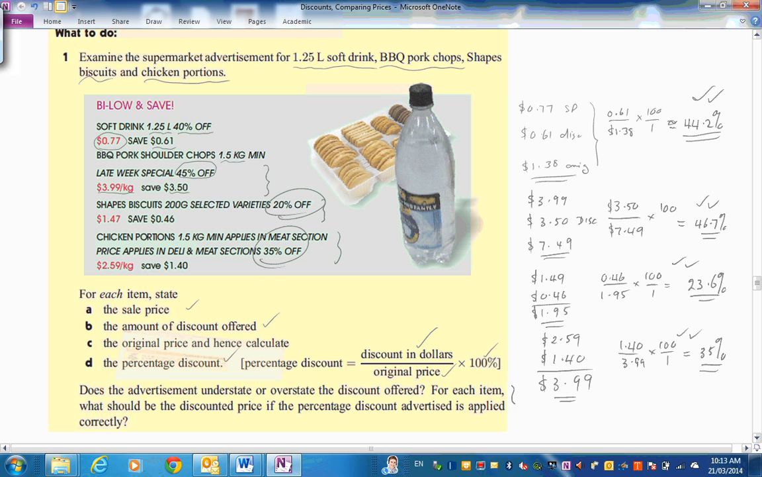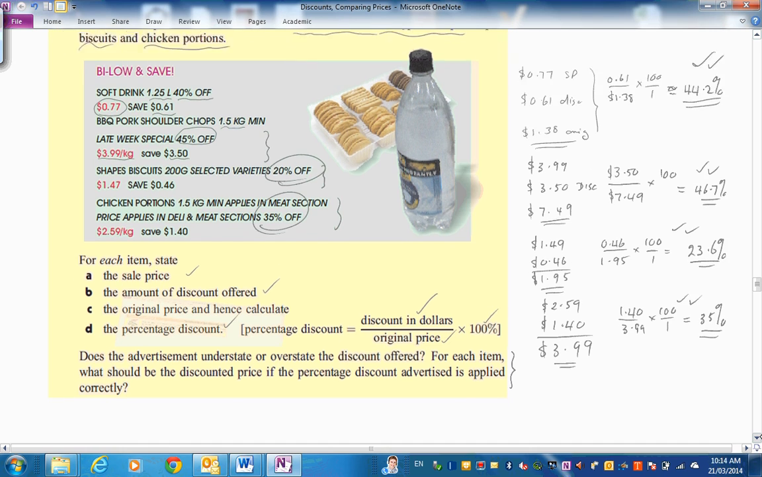Does it understate or overstate? Well, here it understates. We actually get more off there than what they claim in most of those cases. So that's fair advertising. That's very good. Quite often it's the other way around though. They might suggest a discount and give you less than that. So mathematics to the rescue. It makes you a more astute consumer if you can do a bit of checking there, mate.